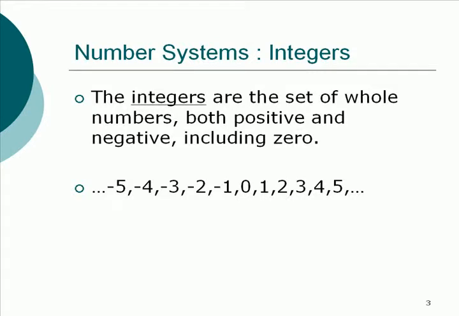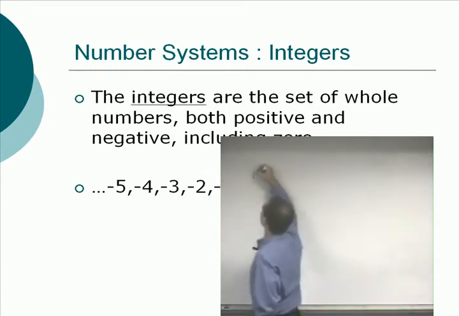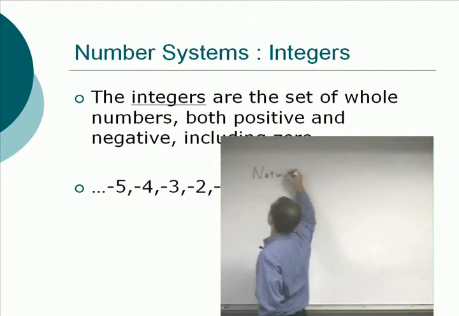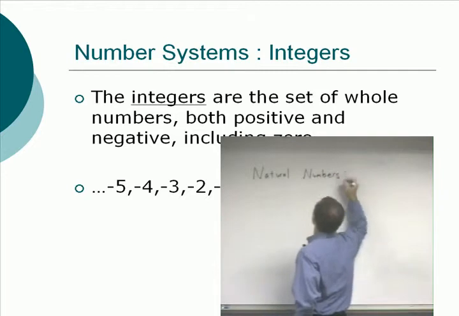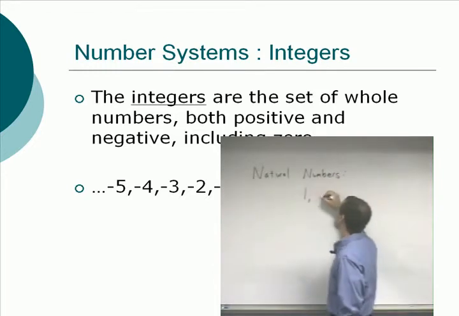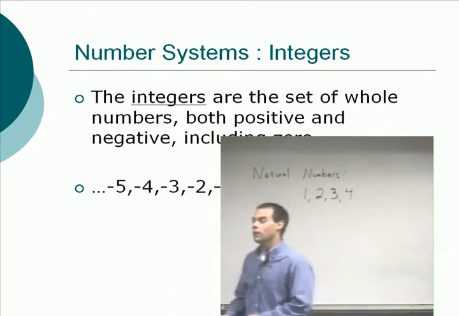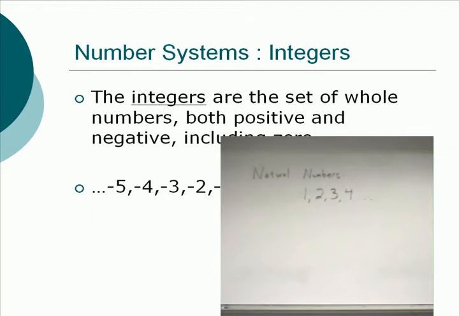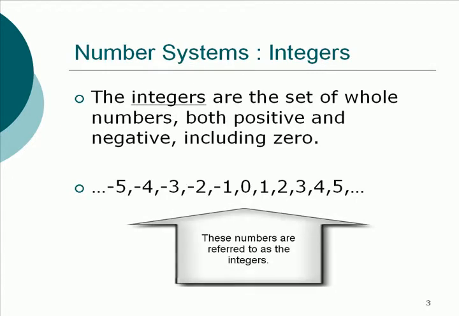Let's start with number systems. First of all, the integers. The integers are the set of whole numbers, including both positive and negative numbers, including 0. Now, many of you, the first numbers you learned were the natural numbers. The natural numbers are the counting numbers, 1, 2, 3, 4, and so on. Well, after tacking 0 onto the beginning of that and considering all the negative natural numbers, we have what you've got on your screen here, the integer numbers.